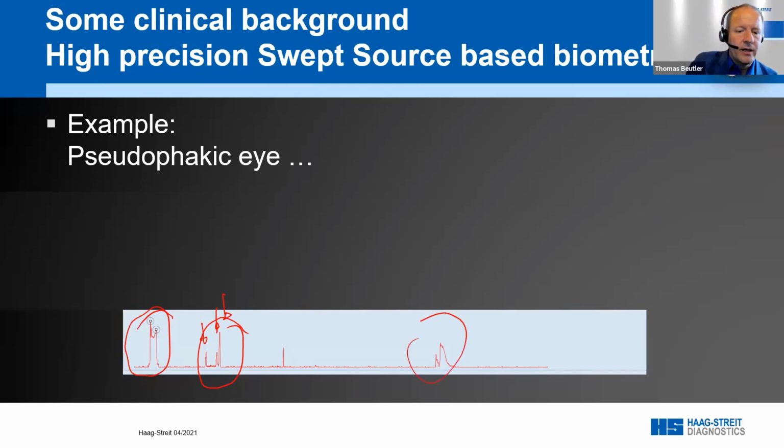And we have back here the retinal peak that looks quite normal. We have the ILM interface, the internal limiting membrane, and the retinal pigment epithelium, which is the highest peak back there. So actually, what happened here?